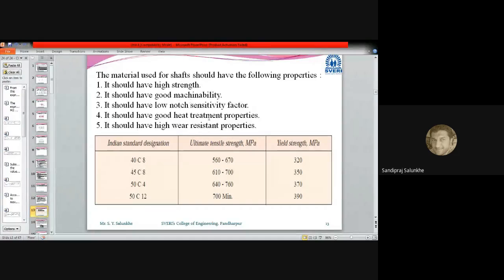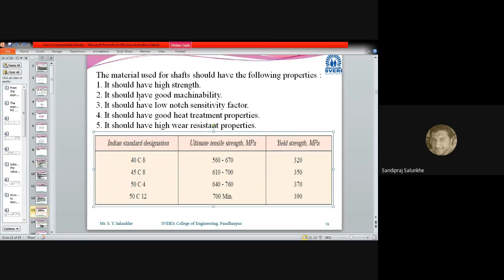Next, the material which is used for the shaft. How that material should be, and what are the ASME standards or Indian standards which are provided for that material. While we are going to select material for the shaft, it should have high strength. Normally hardened bars are used for the shaft.